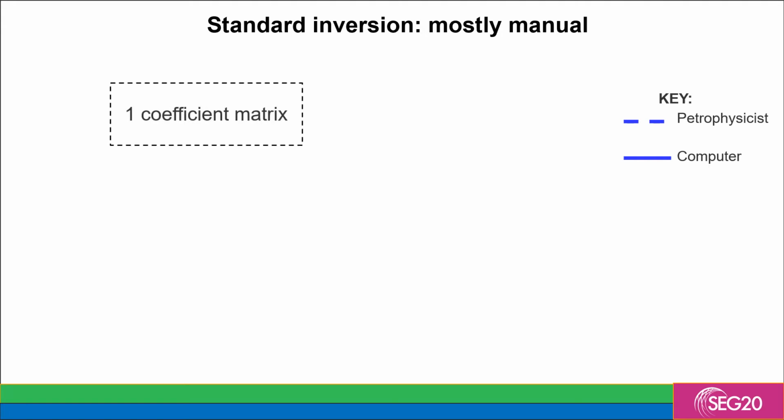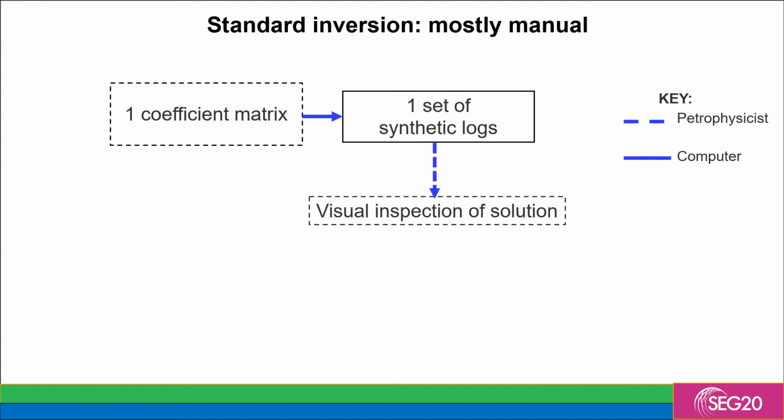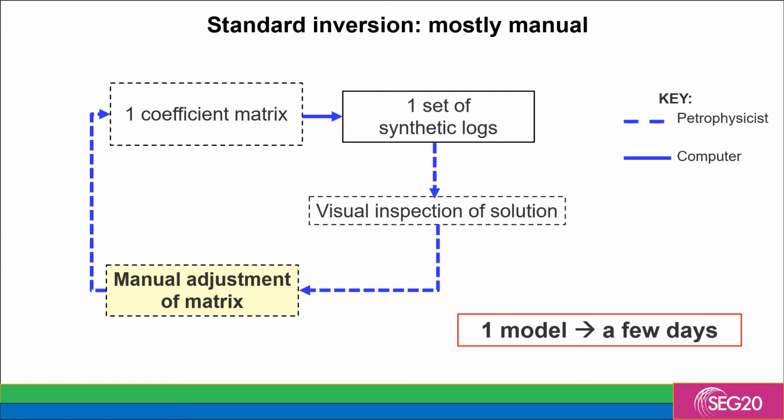So here are the steps. First, the petrophysicist defines a matrix of mineral coefficients from tabulated values. Then, the computer generates synthetic well logs by using the inverted fractions of minerals at every depth. The next step is the visual inspection of the quality of the solution on the screen by comparing with the measured logs. This is the most time-consuming part. If there are mismatches here, the matrix is manually adjusted, and the process is repeated several times. The difficulty is that achieving a good match for all logs using this trial and error process is not only time-consuming but also cumbersome and subjective. In our experience, creating a model for one well starting from scratch can take a few days.